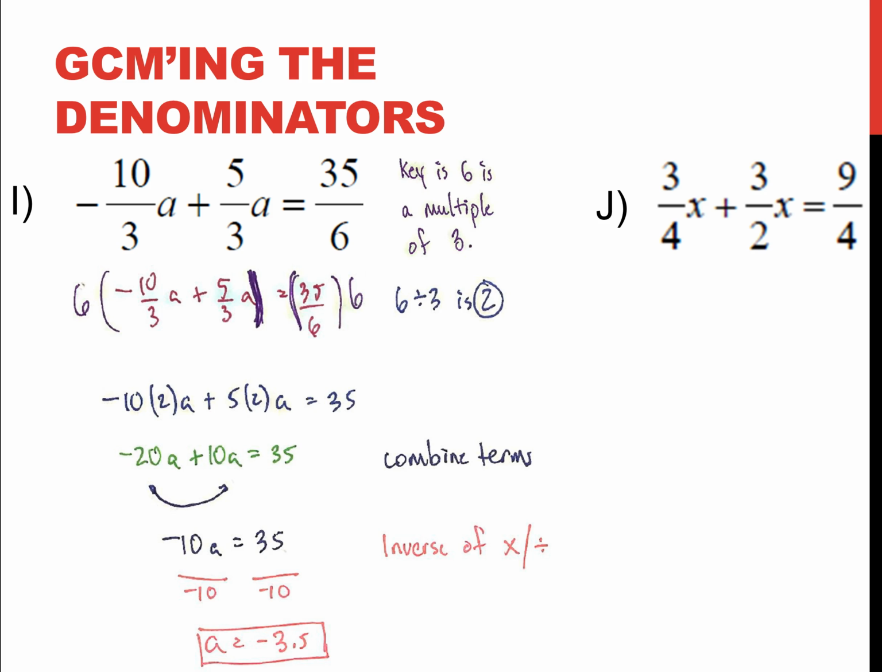So going back to example J is 3/4 x plus 3/2 x equals 9/4. Or said a different way, 3 over 4 times x plus 3 over 2 times x equals 9 over 4. So go ahead and pause the video, solve J the way I did I. I'll be here when you get back.